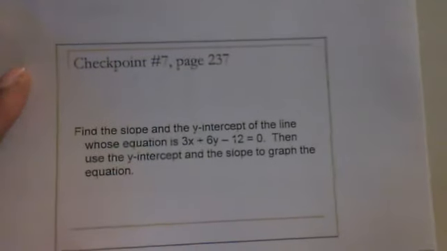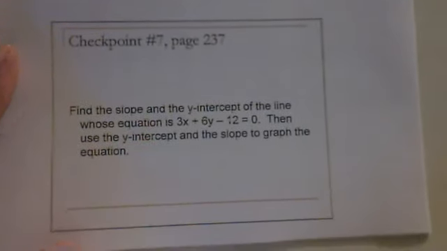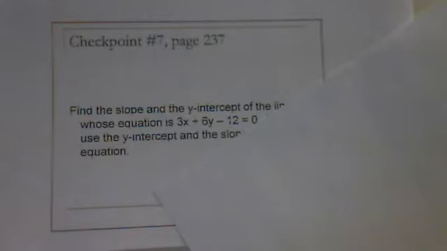Like in this particular problem. Let's say we want to find the slope and the y-intercept of the line whose equation is 3x + 6y - 12 = 0. And then you're going to use the y-intercept and the slope to graph the equation.